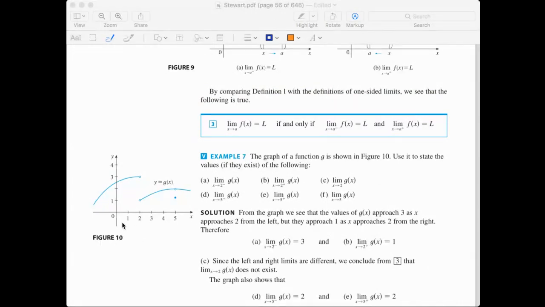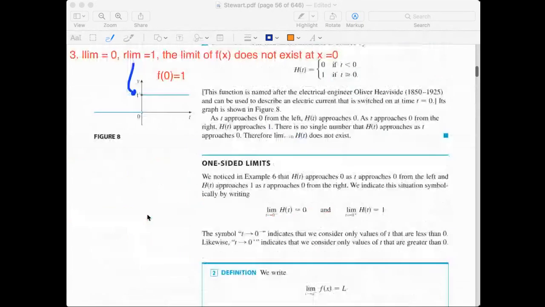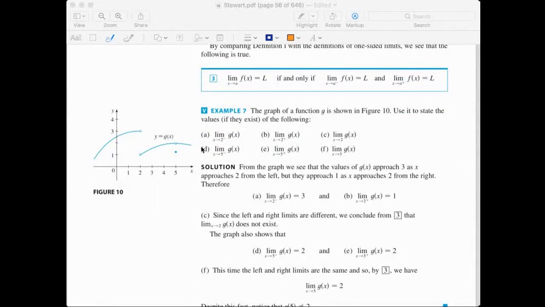All right, let's see this graph. This graph covers all the situations. Let's talk about a. So this is saying x approaches 2 from the left. So 2 is right here. We look at the x value equal to 2. Can anybody tell us what's the left limit of g? 3.